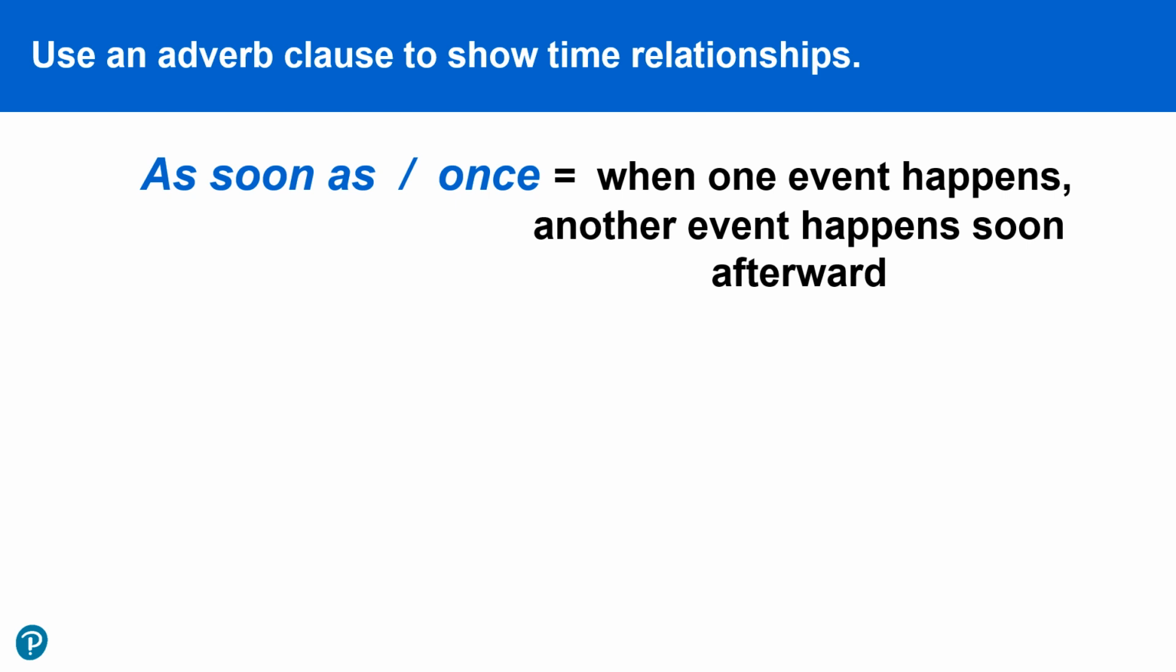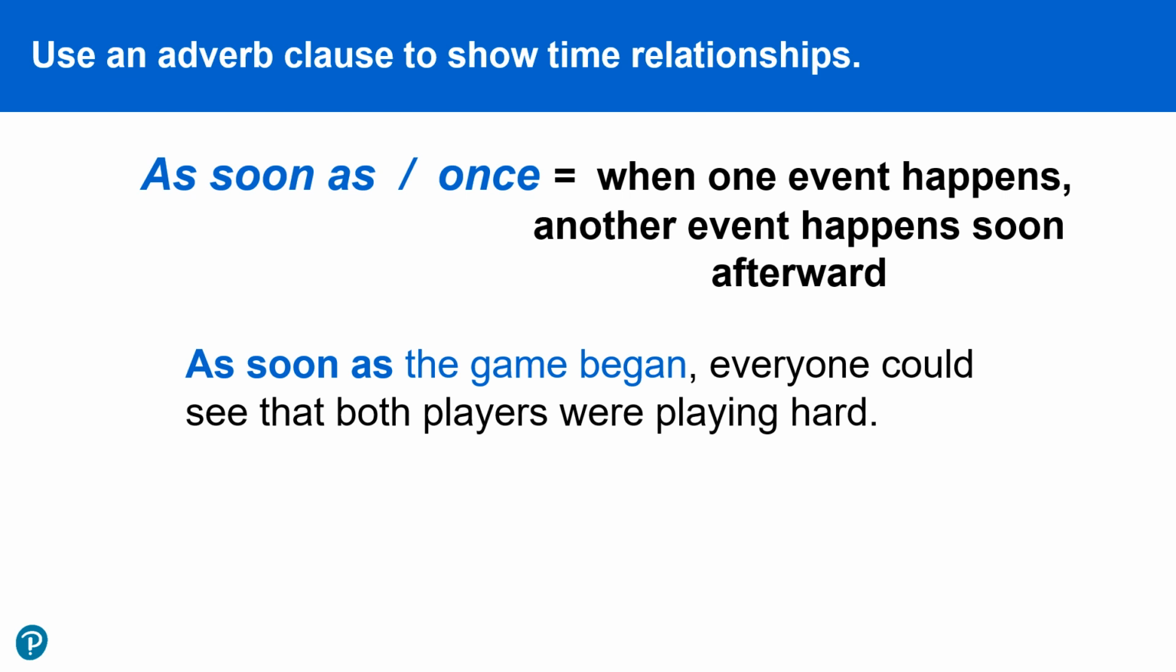As soon as and once have the same meaning. When one event happens, another event happens soon afterward. As soon as the game began, everyone could see that both players were playing hard. This has the meaning of when the game began, right after that, or soon afterward, everyone could see both players were playing hard. The people were able to see that the players are playing hard after the game began, or soon after the game began.